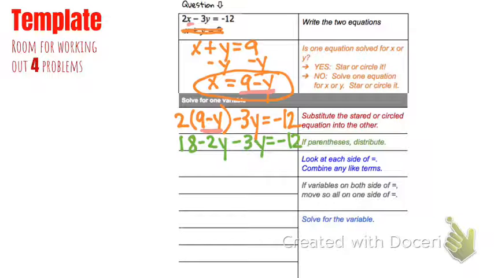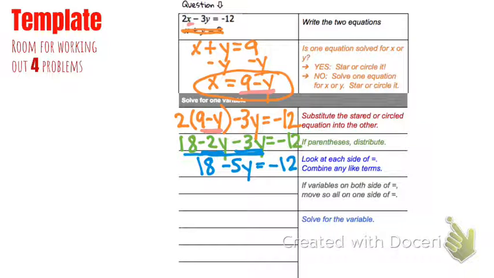Now I'm going to look at each side of the equal sign and see if there's any like terms I can combine. And if I look over here on the left side, I see there's this negative 2y and this negative 3y. If I combine those two, it's negative 5y. And I still have my 18. And I still have my equals negative 12.